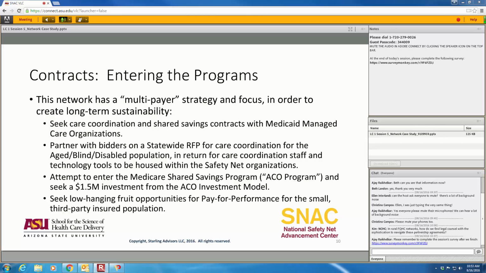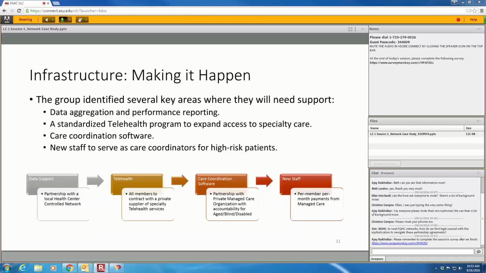and in doing so had to think of an infrastructure that essentially was responsive and sensitive to all of this. The good news is that addressing these four separate types of contracts or payers didn't really require them to expand drastically the infrastructure that they ultimately needed. They identified a couple of key areas where they needed support. A big one was around data aggregation and performance reporting.